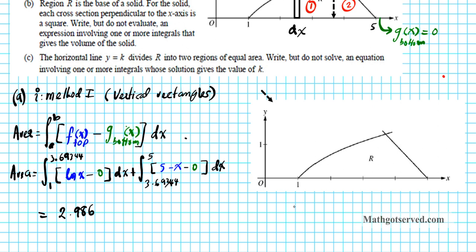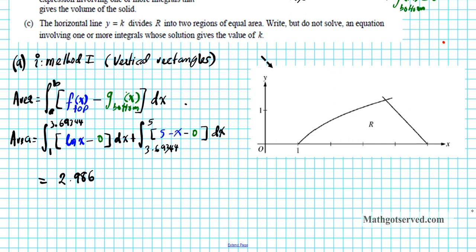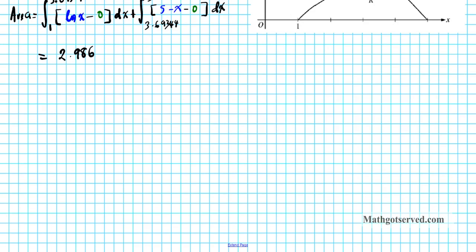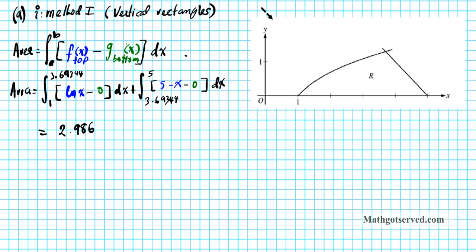Okay, now let's try another method. How about we do horizontal orientation of our rectangles, and then we compare the two methods to see which is the best for this problem. So we're still doing the same Section A, method 2. Method 2, we're going to use horizontal orientation, okay, horizontal rectangles.